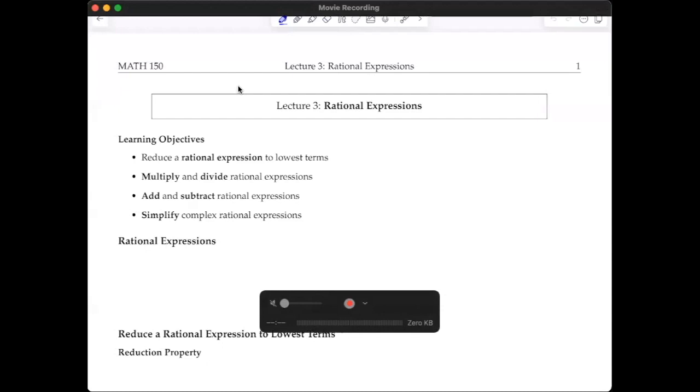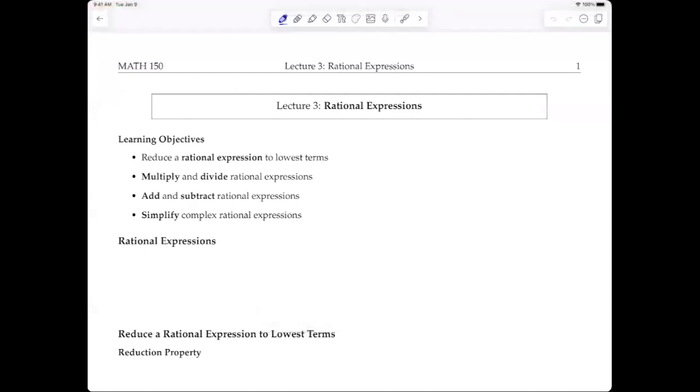Okay, so in lecture 3, we're going to cover rational expressions. Basically, you have a polynomial expression divided by another one. What we're going to learn today is how to reduce rational expressions to the lowest terms. Whatever we learned in the last lecture will be very helpful for lecture 3.